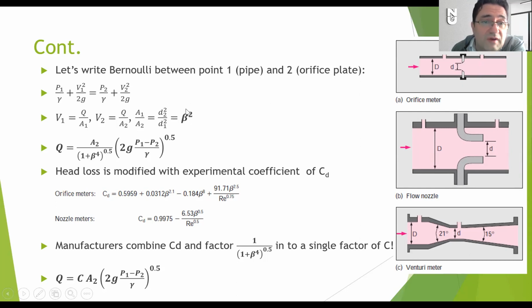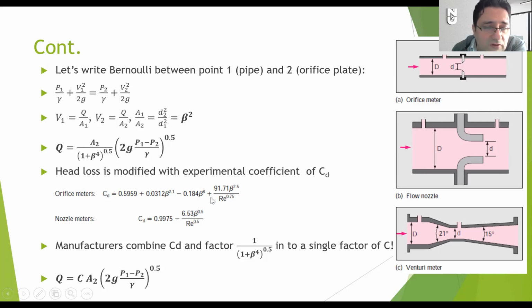Okay, this is important to remember that this is the beta factor, and the flow rate can be written in this equation. And here there are some other derivatives of the equation. If it is an orifice meter, this is a correction factor, an experimental coefficient factor for energy loss. And for orifice meter, it is this. For nozzle meter, it is this.